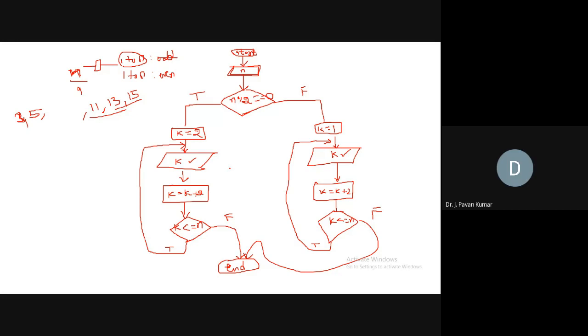Next, let us consider another one. I want to find the sum of the even numbers from 1 to n. Whatever numbers we have from 1 to n, I want to add only the even numbers. Okay, this is the problem. So what should the input be? N only. N is the input.